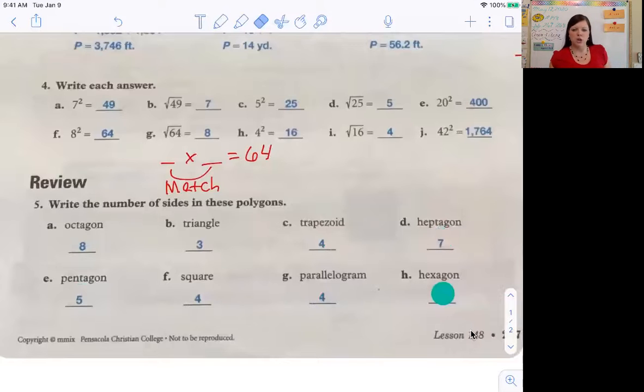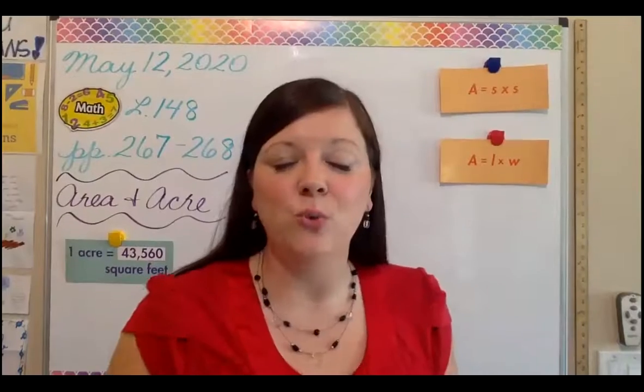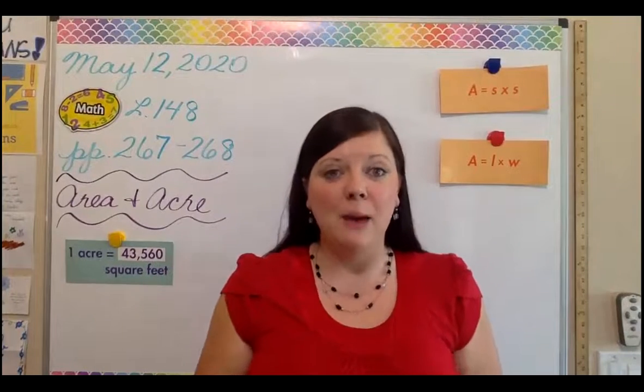I think maybe we should start calling it, instead of 4 square, 4 parallelogram. I don't think it has the same ring. Hexagon, 6. Whew. Okay, guys, this was a great review today of a couple different things.